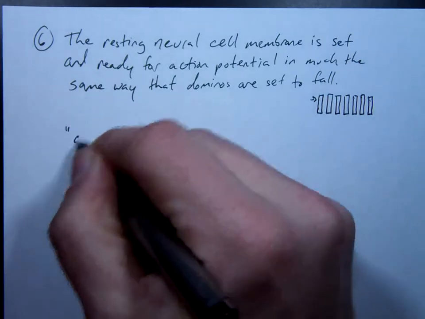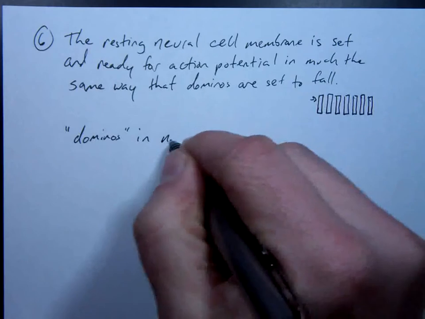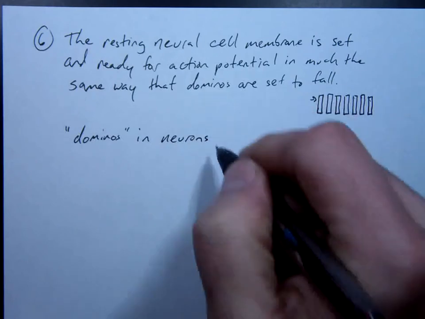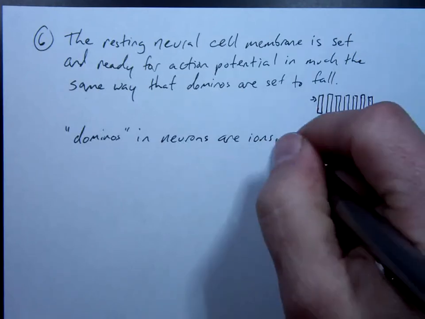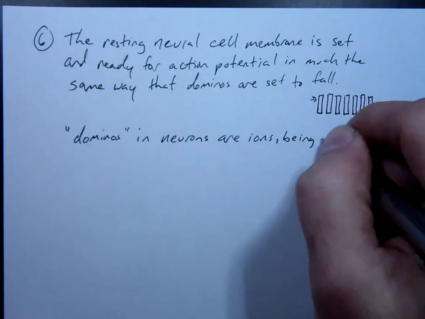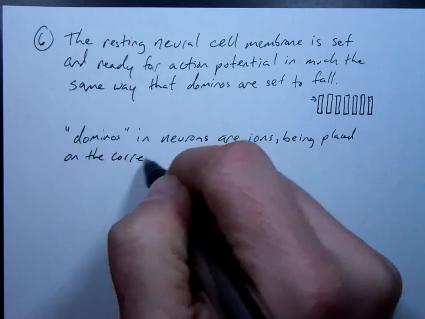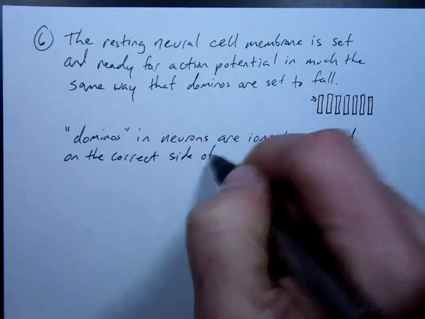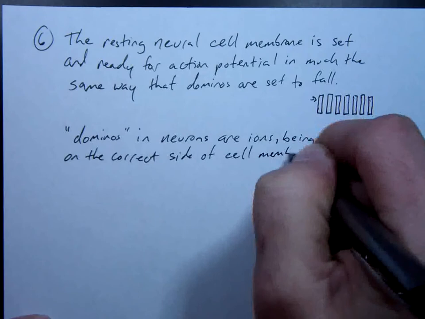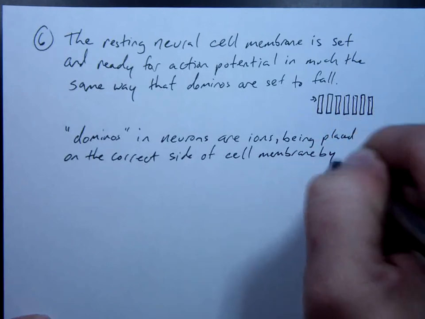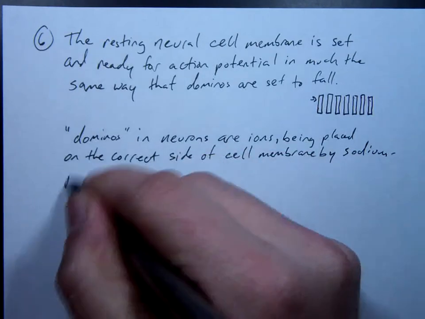So here we go. The dominoes in neurons are ions being placed on the correct side of the cell membrane by sodium potassium pumps.